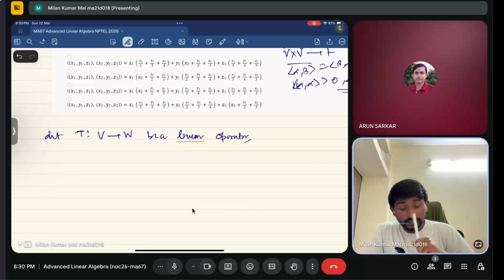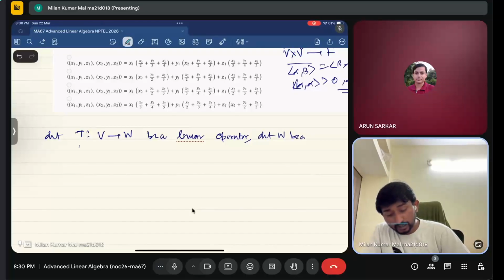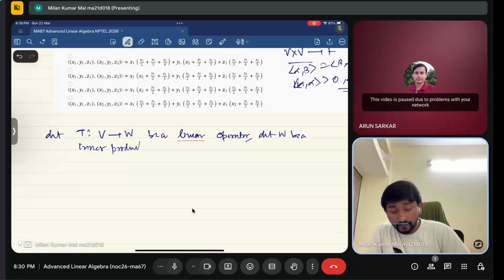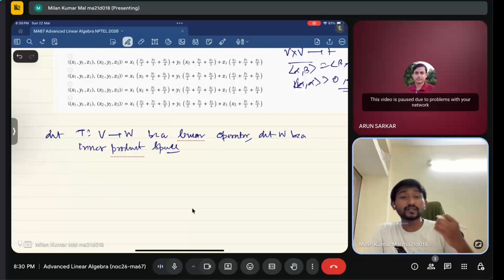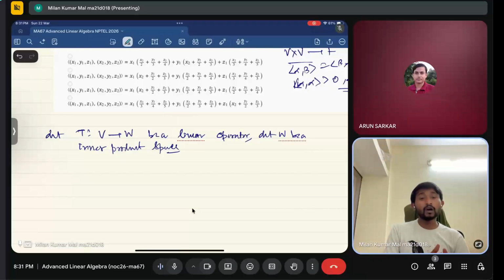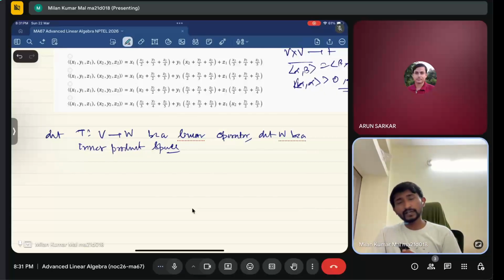Let T from V to W be a linear operator, and let W be an inner product space, but we don't know any inner product structure over V. An inner product is actually just a special structure on a vector space. We have a vector space over a field, and now we are giving something additional to that vector space. That is what an inner product is. But a vector space can appear without an inner product, right? So an inner product space is a vector space with some additional conditions, which should satisfy linearity and all these things. So now W is an inner product space.